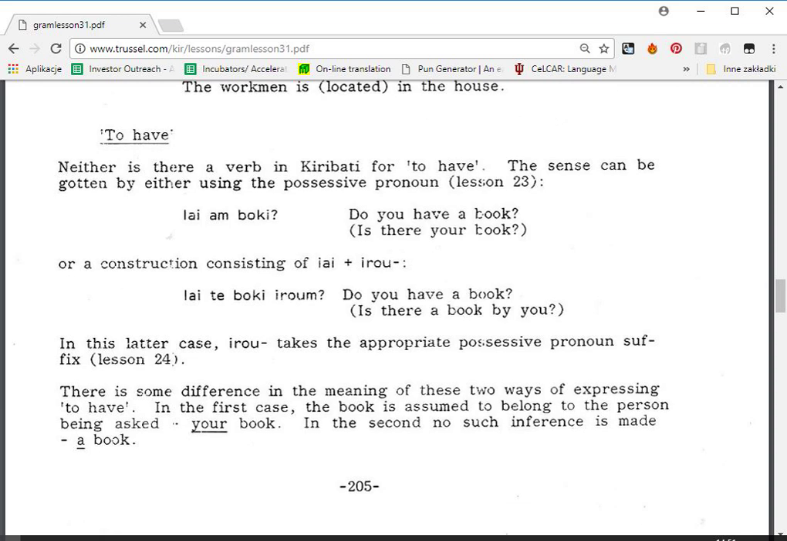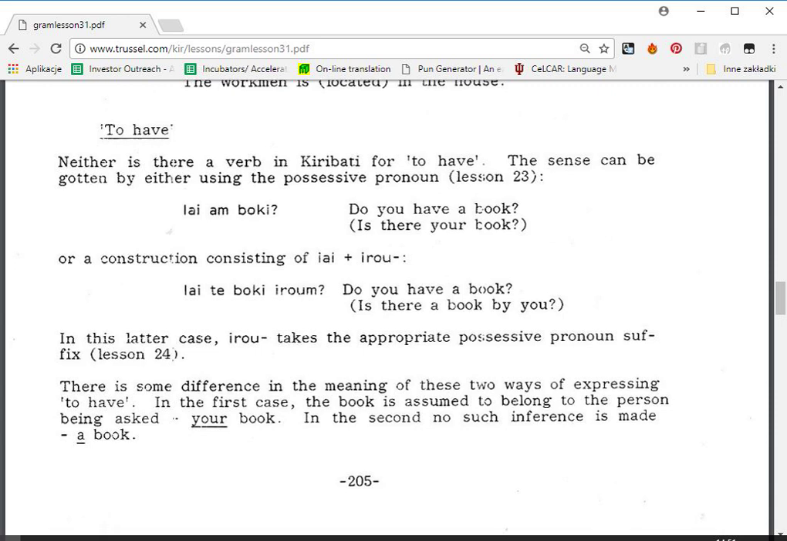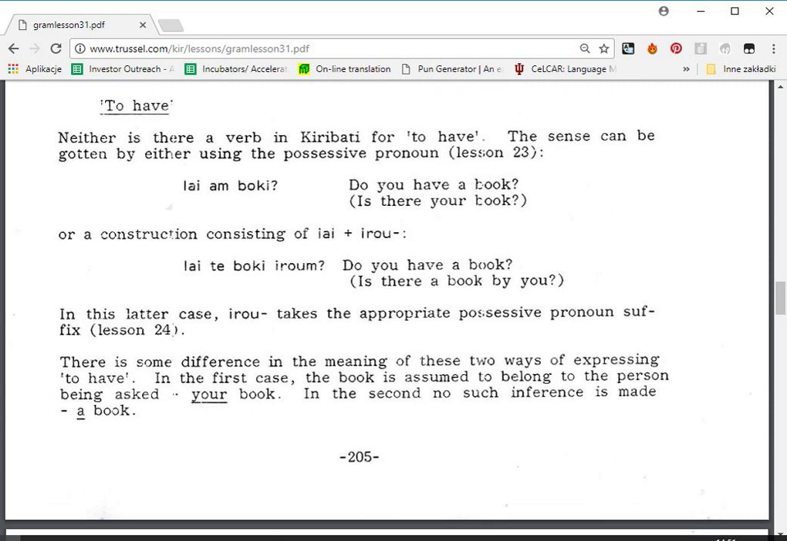So to have. Neither is there a verb in Kiribati for to have. The sense can be gotten by using either the possessive pronoun or a construction consisting of iai and iro. Now, for those of you who may have studied Hungarian before, they actually use the exact same system here, which I found very surprising. Who knew that Gilbertese and Hungarian had something in common? Iai amboki. Do you have a book? Literally, is there your book?